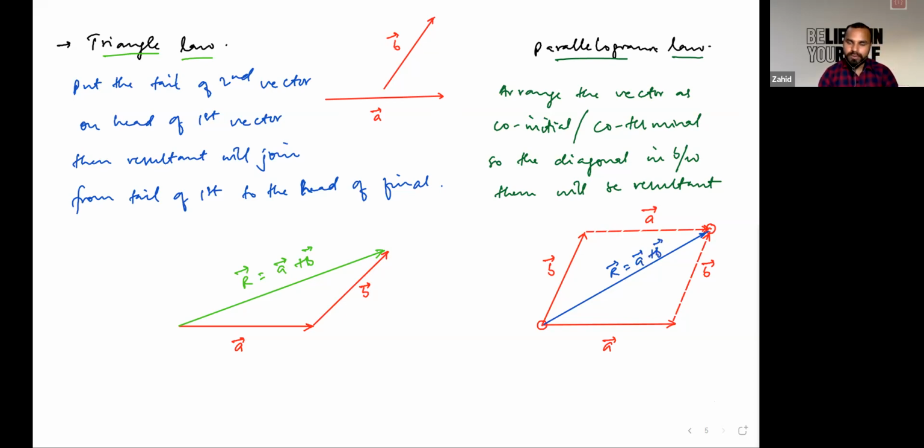I'm defining how to check directly without defining parallelogram law and triangle law. Just write it down.